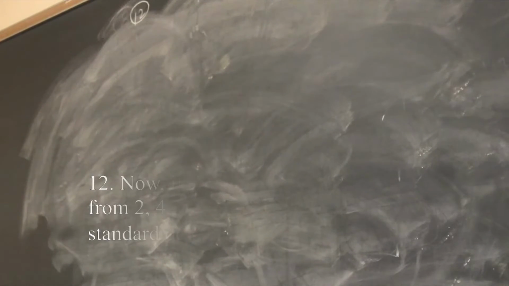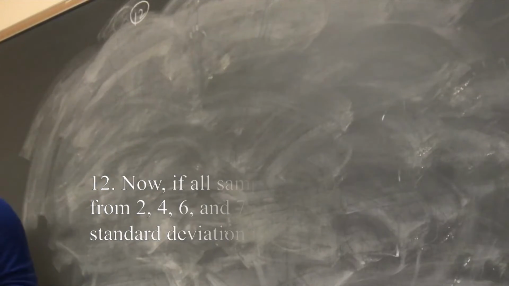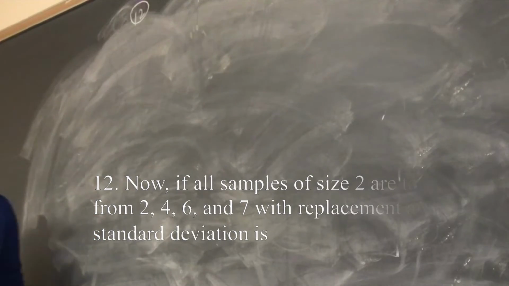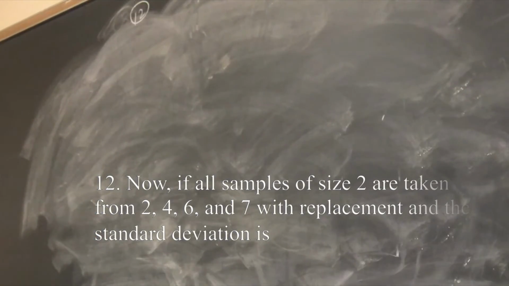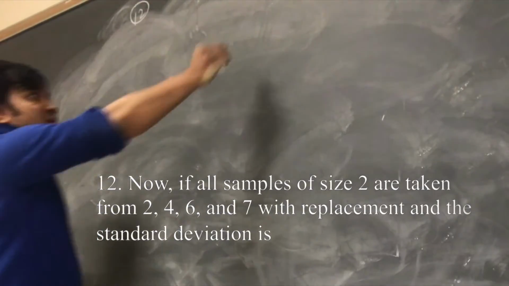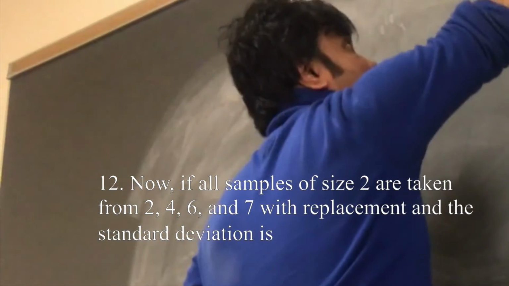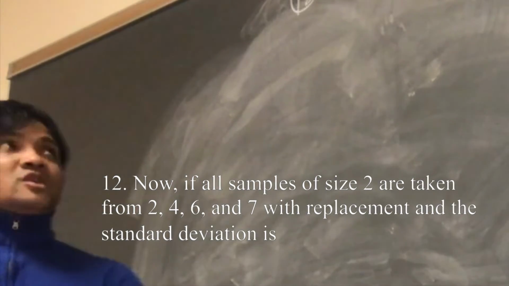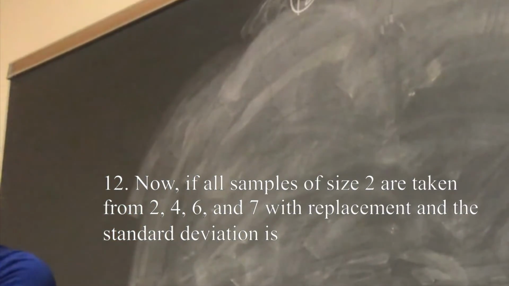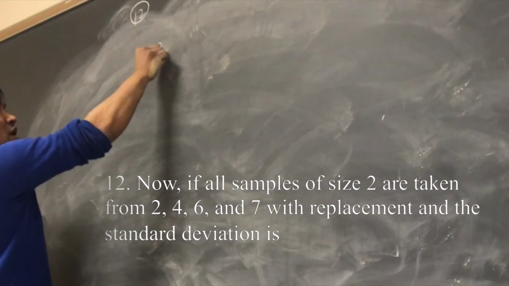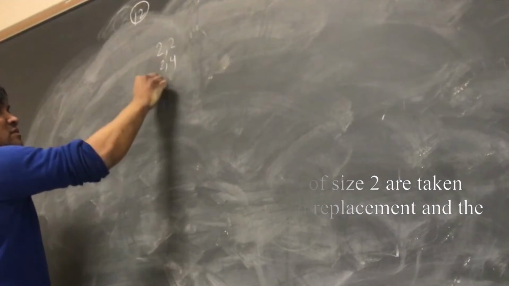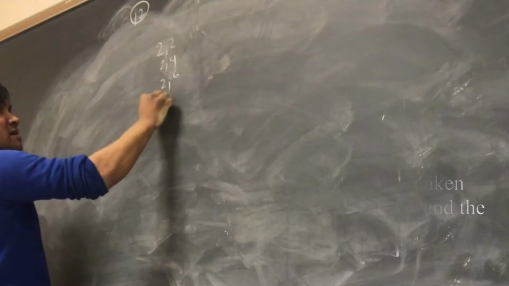This part takes a while. Yes, that's right. Replacement is allowed. So yes, replacement. So sample size 2. You take the sample size 2. So let's start with 2, right? So 2, comma 2, 2, comma 4, 2, comma 6, and 2, comma 7.